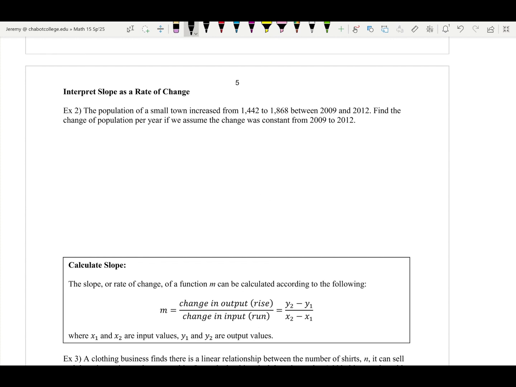The population of a small town increased from 1,442 to 1,868 people, I presume, between 2009 and 2012. Find the change in population per year if we assume that the change was constant between those years, 2009 and 2012. So the change being constant, this right here tells us that we have a linear function.